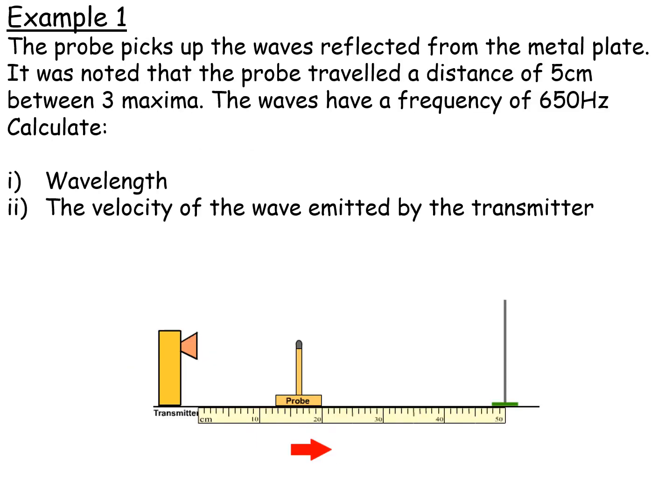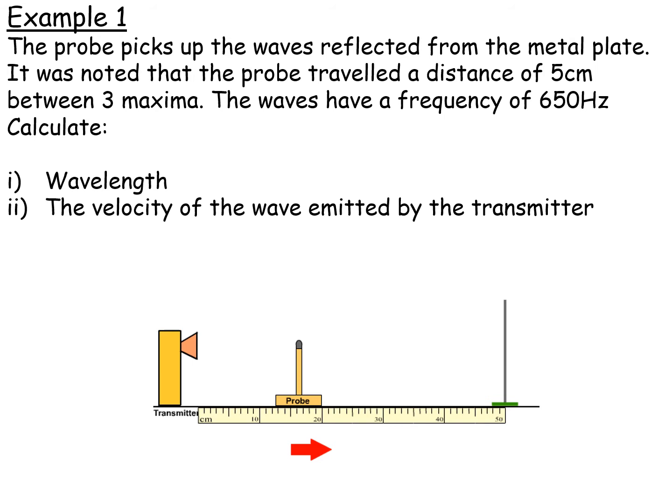Okay, so let's look at an example of how we use these stationary waves. A probe picks up a wave reflected from a metal plate, and it's noted that the probe travelled a distance of 5 centimetres between three maxima. The waves have a frequency of 650 Hz. You can imagine the wave is given out by the transmitter, hits the metal plate, and gets reflected. They then interfere to create a standing wave, and the probe, as it moves along, will pick up maxima and minima.